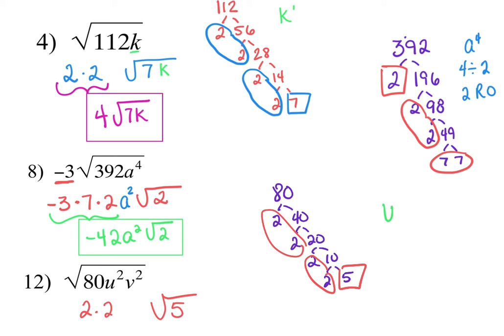And then we look at our 2 variables. Both of them are to the second power, so both of them are getting 2 divided by 2, which is 1 remainder of 0. So 1 u is going to come out, 1 v is going to come out. None are going to stay in. Multiply this. 2 times 2 times uv is 4 uv. The 5 stays in. And then we are done with that one.